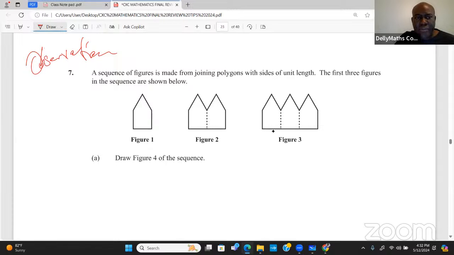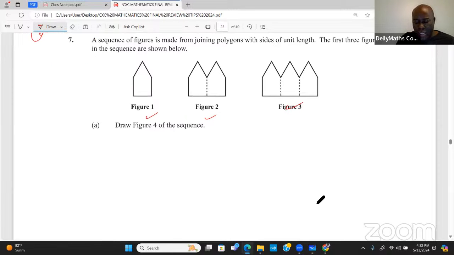It says a sequence of figures is made from joining polygons with sides of unit length. The first 3 figures in the sequence are shown. We're looking at figure 1, figure 2, figure 3. And they always give you 3 and then say, hey guys, can you do the 4th one? So they want us to draw the 4th one. I'm just going to draw it here freehand, but in the exam, you could spend some time and draw it neat. When I say spend time, I don't mean waste time.